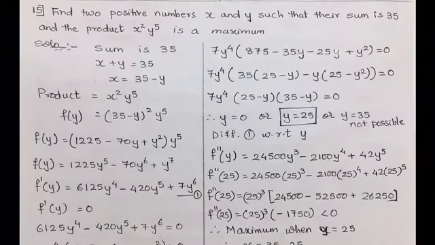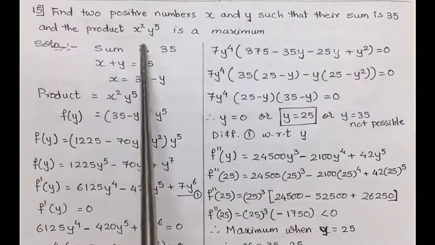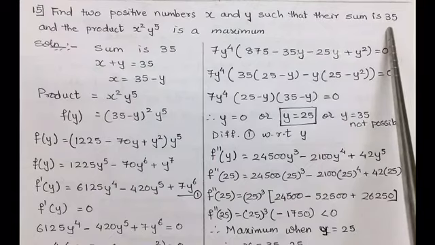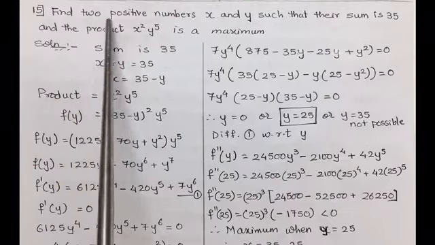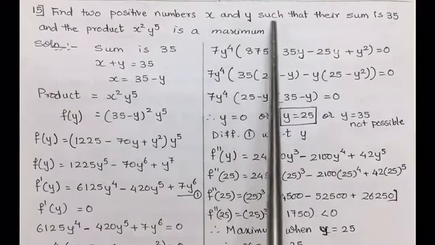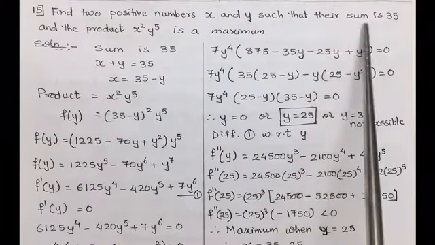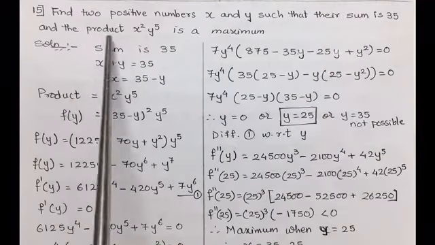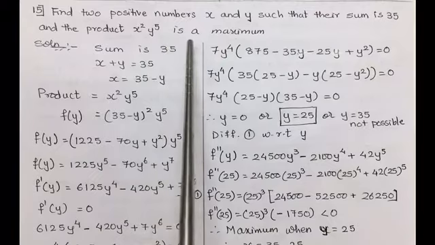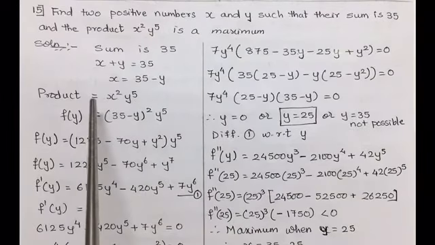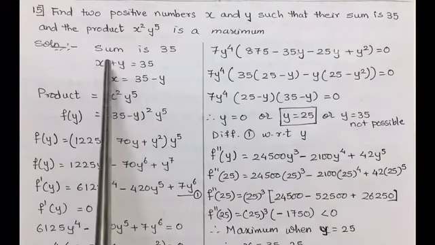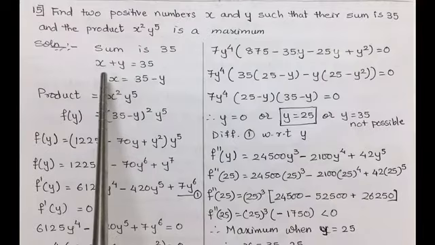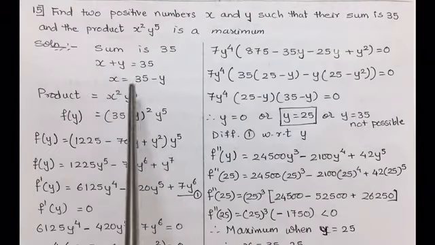15th one is just similar to 14th. Only the product function is different and the sum given is 35. It is asked here, find two positive numbers x and y such that their sum is 35 and the product x square y raised to 5 is a maximum. So we begin with the sum statement, that is, sum is 35. Therefore x plus y is equal to 35.